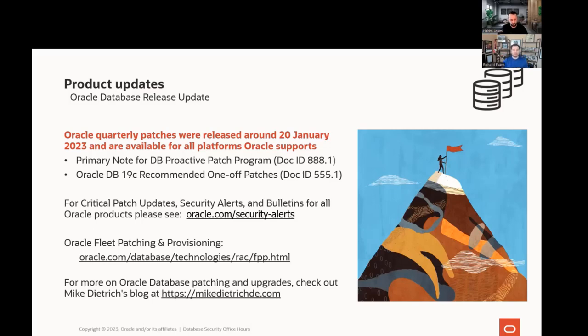I've got a couple of Oracle support notes here for you to look at. They're really easy, 888.1 and 555.1, for proactive patching and recommended patching. Oracle.com/security-alerts for security-related bulletins, critical patch updates, and security alerts. And if you're a RAC customer, a Real Application Clusters customer, take advantage of Oracle Fleet Patching and Provisioning. Go look at that to help you create gold images for your Grid Infrastructure and your database, hopefully making your patching much simpler than it may have been in previous years.